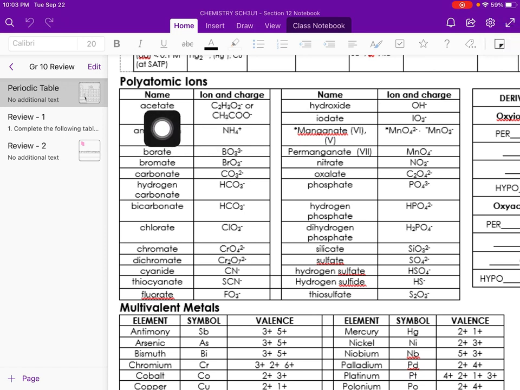So for example, acetate is C2H3O2 and it's got a charge of 1-. So unfortunately the minuses are quite small on here, but you can always zoom in and out here. Ammonium, NH4+. So 1 nitrogen atom, 4 hydrogen atoms, and as a unit, they have a positive charge, which means overall 1 electron has been lost from that group.